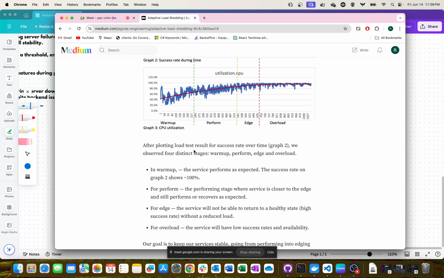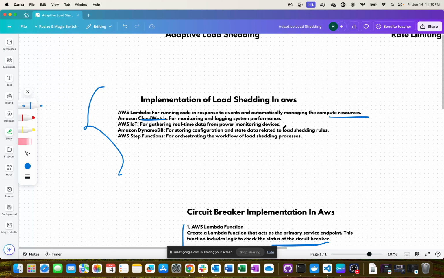This is an implementation of load shedding that I wrote. How do you implement load shedding in a basic system? If you're told to implement it, you have a Lambda function that runs code in response. You have a very simple thing: CloudWatch monitors whenever the system is hitting limits, and then IoT is going to gather real-time data from this system. IoT is optional. It's just for additional data, because load shedding is not going to use just the metrics. It's also going to see other metrics, like how many people are hitting and other kinds of data.